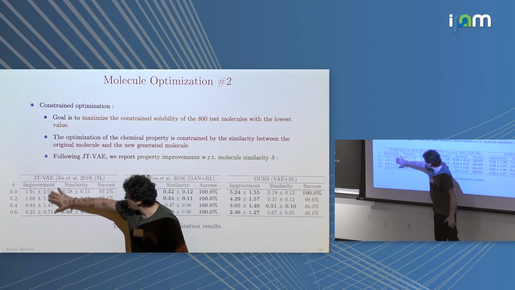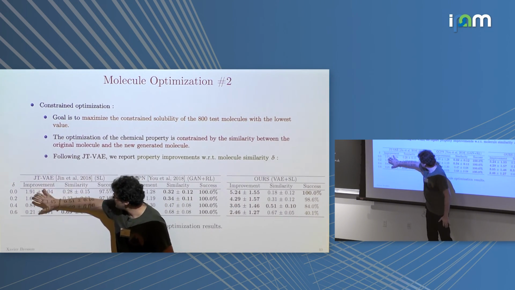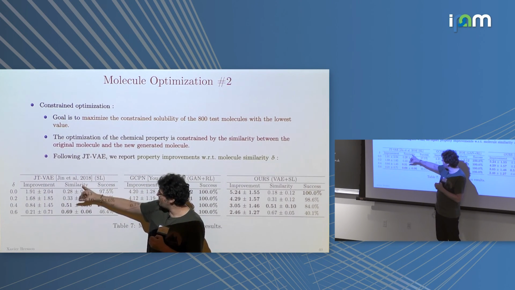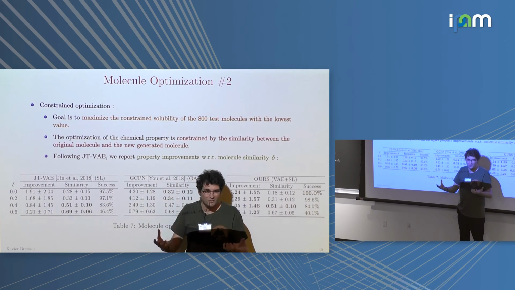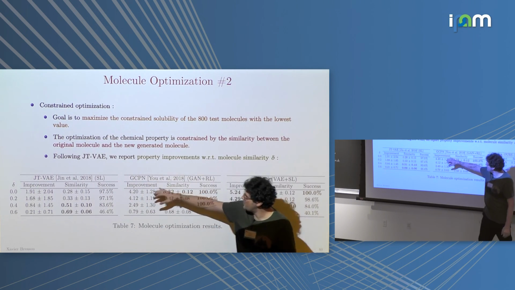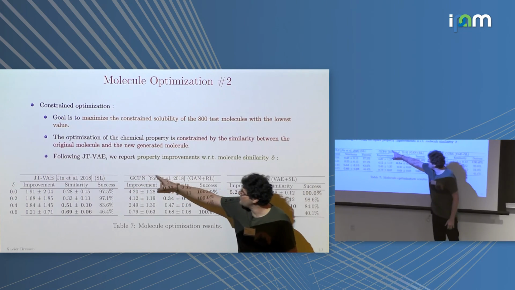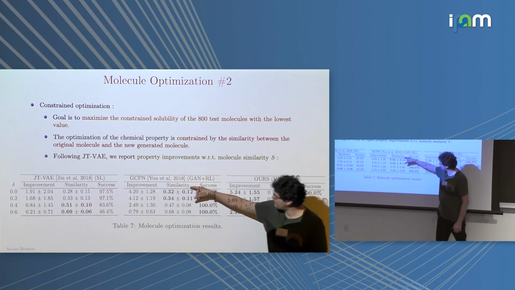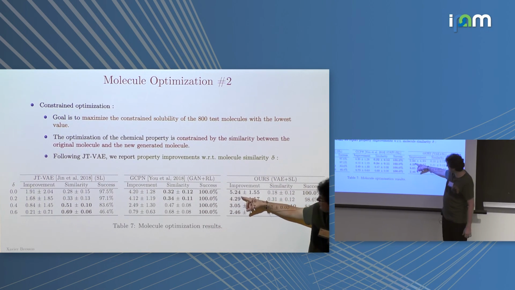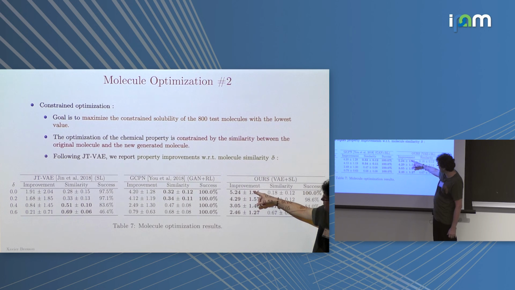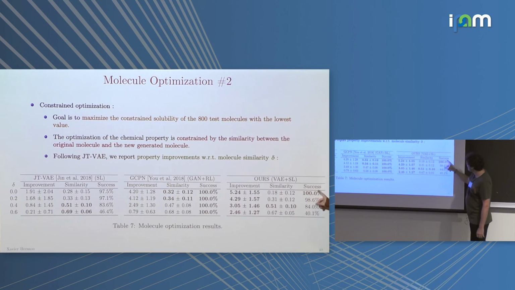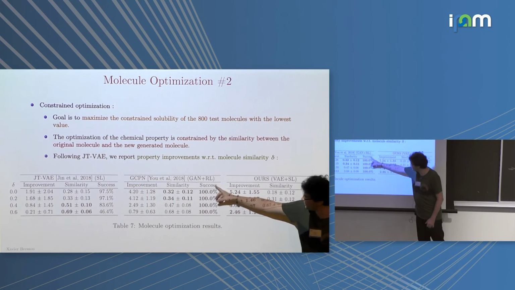So this is GTVAE, so this is the chemical improvement. This is the similarity between your original molecule and your new molecule, and this is the success rate if you're able to create a new molecule. So this is GTVAE. If you use GCPN, this is what you get, and this is our model. So what you see is that our model gets better chemical improvement than the previous ones, but we don't have the same success rate. Here it's 100%.